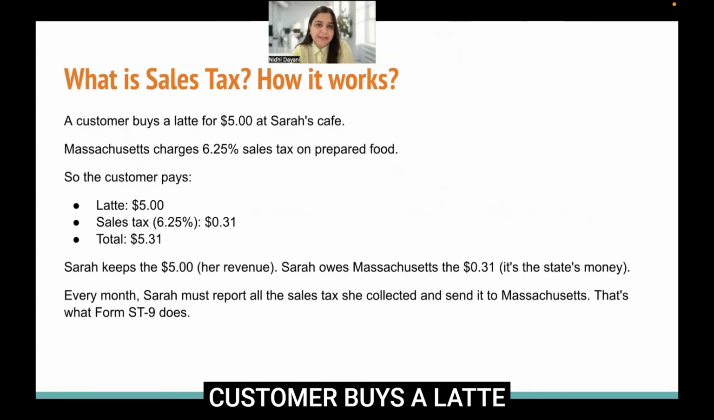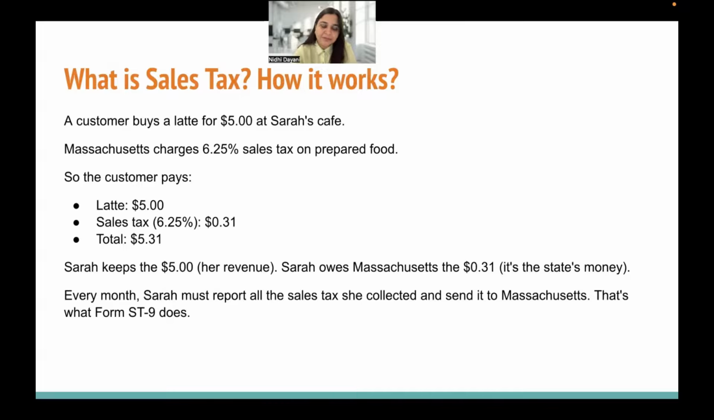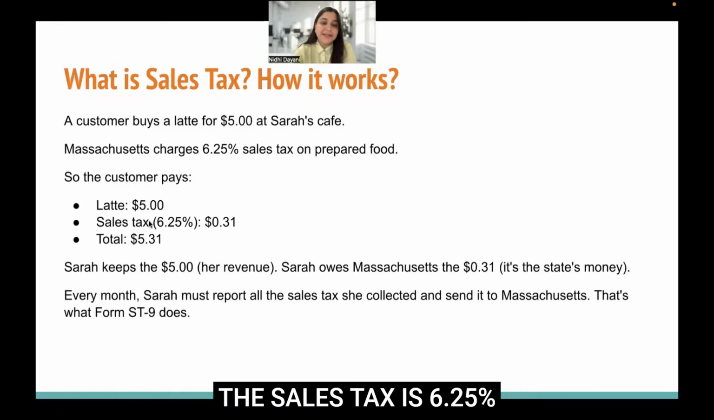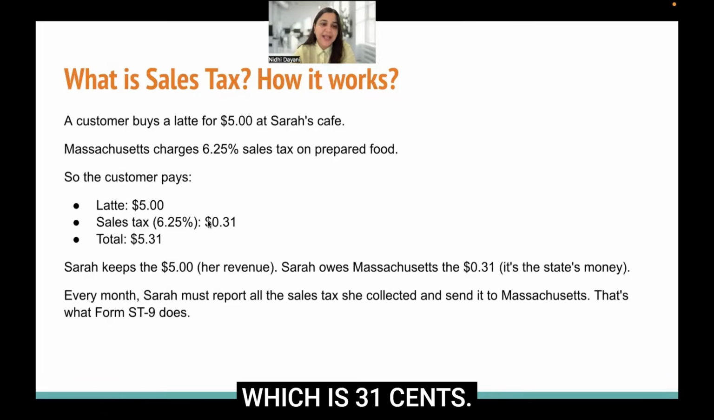Let's say that a customer buys a latte for $5 at Sarah's Cafe. Massachusetts as a state is charging 6.25% sales tax on prepared food, all right? Customer is paying $5. The sales tax is 6.25% of the product. So that amounts to $0.31, which is 31 cents. So the total amount that the customer would be paying is $5.31, right? Sarah, as a business owner, will keep $5 and she owes 31 cents to the state of Massachusetts, which is the state's money in the form of sales tax, all right?